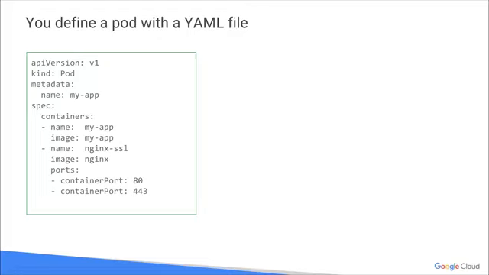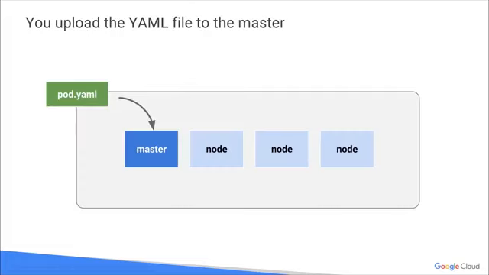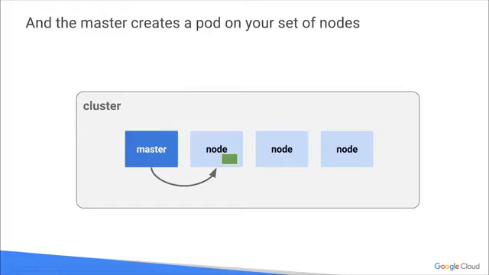Here's an example. It'll give you the version of the YAML file. It'll give you the metadata. The name is going to be my app. The containers, the images. It'll tell you what image it's going to use. And then obviously how you're going to access that container, port 80 and port 443. You upload the YAML file to the master cluster server. And then it will create pods on the nodes that you have dedicated within the YAML file.